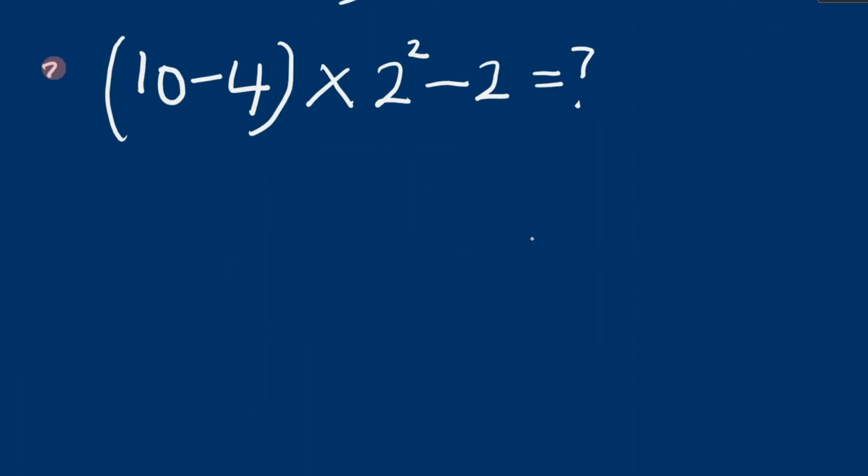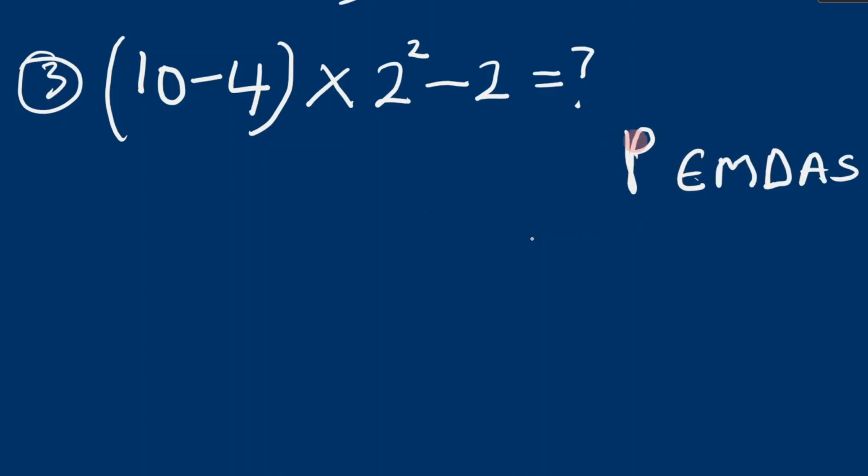For this example 3, we solve making use of our order of operation, PEMDAS, which is parenthesis, exponent, multiplication, division, addition, and subtraction. Remember, multiplication and division are on the same level and must be solved from left to right. Addition and subtraction are also on the same level and must be solved from left to right. So first, the parenthesis. We solve the bracket, then subtract 4 will give us 6.